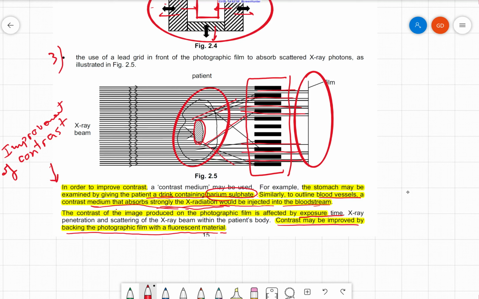So these are the two factors that affect the quality of the X-ray image. Again, they are the sharpness and the contrast, and we showed how to improve each one of them.